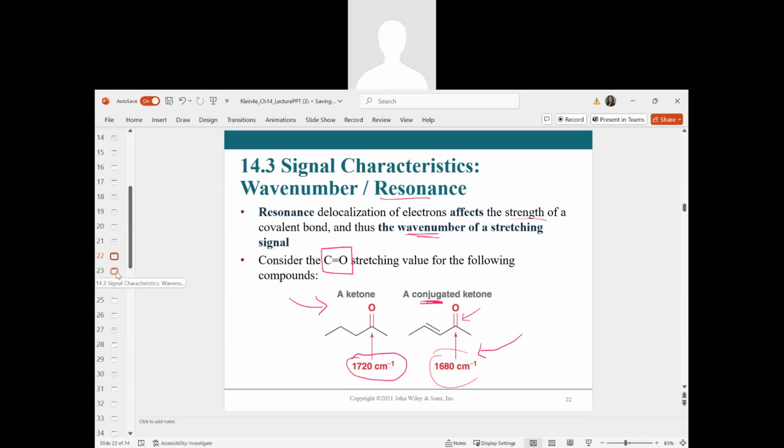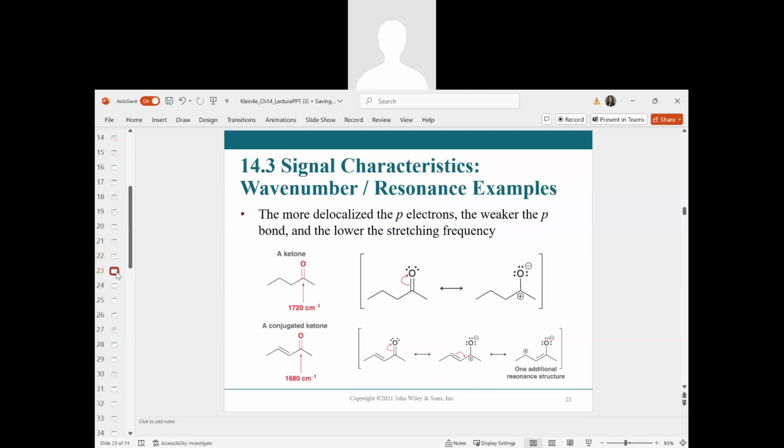So a lower signal, again, with a conjugated ketone. So this is the rationale behind that. As I mentioned, this is just a straight ketone here, no resonance possible. So we see one resonance structure possible, rather, and this would not produce a shift in our signal. But if we have this conjugation here, so this pi bond is next to our carbonyl, we have one additional resonance structure, and again, we would see this shift to a stretch at a lower frequency.